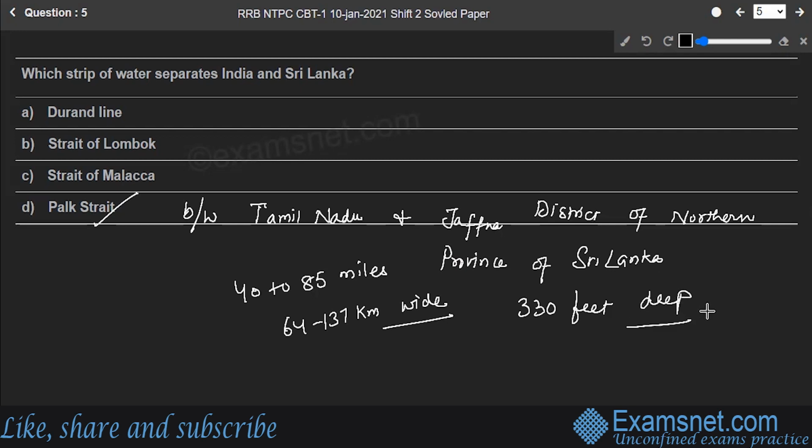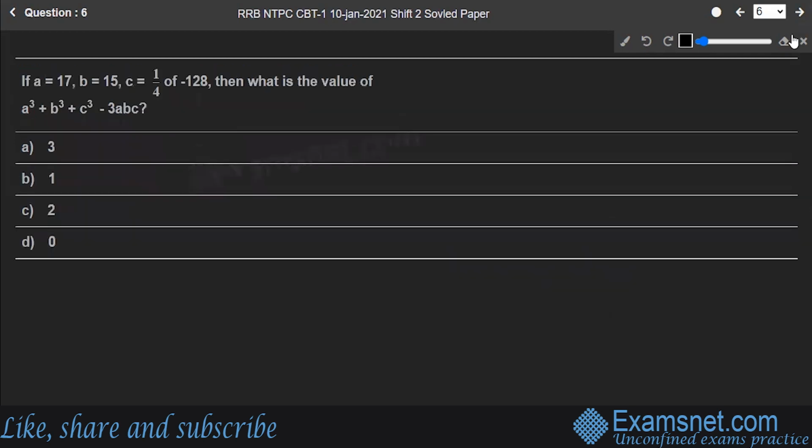It receives several rivers, including Vaigai, which is from India, and contains many islands on the Sri Lankan side. The Adams Bridge is a series of sand shoals created by sedimentation over a period of time. So we have Palk Strait, that is option D, as the answer to the question. Hope you got that. Next is question number 6.